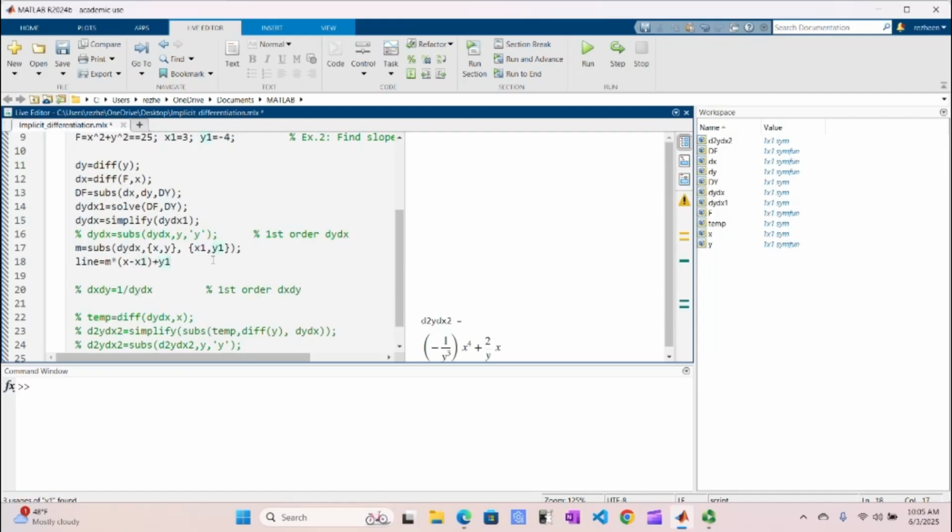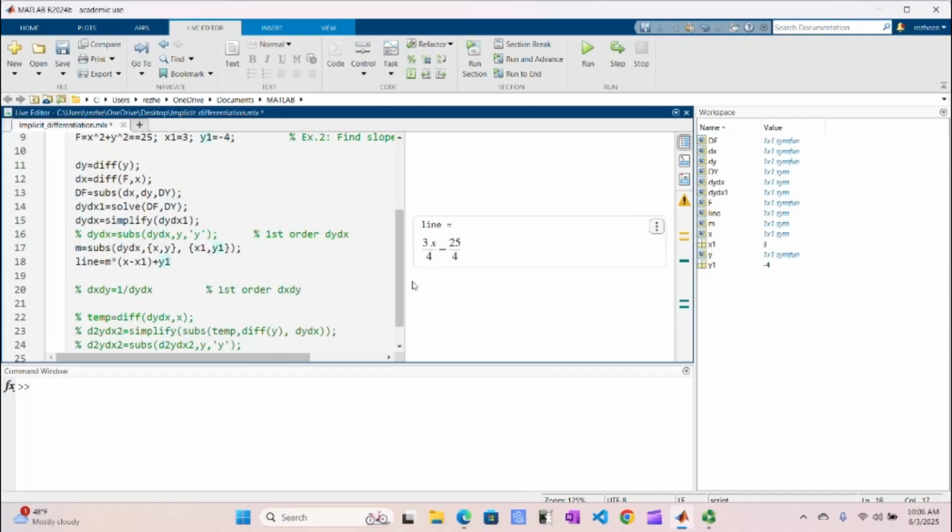All right, so all I did was I find the slope. Slope is dy/dx evaluated at x1 and y1. x1 is 3 and y1 is -4. And then what I did after that is I created a new variable. This is the equation of a line. So I called the line equals m, what we found, times x minus x1, plus y1. So this is the point slope form of a line. If we run this, we see what we get. So the equation of our line is 3x over 4 minus 25 fourths.